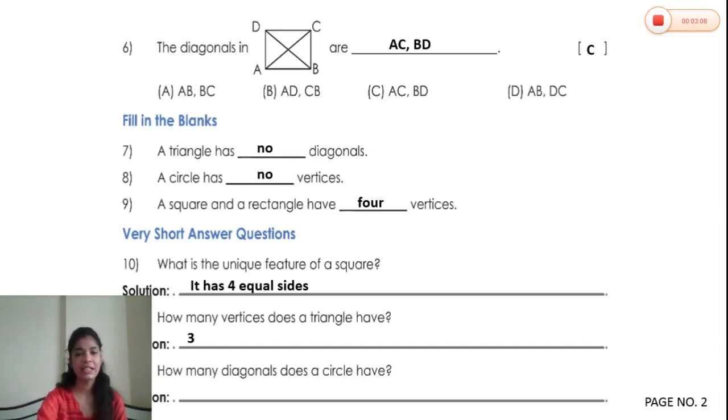How many diagonals does a circle have? In a circle, are there any diagonals? See the shape carefully. No. So there are no diagonals. It means there are 0 diagonals in a circle. Now let us move to another question.